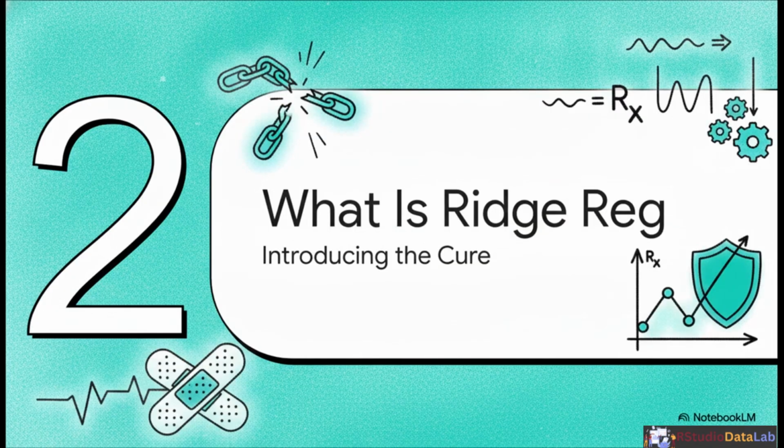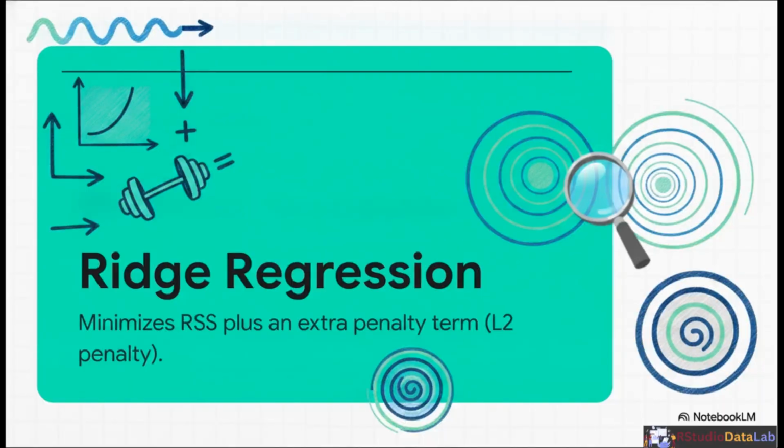All right, Section 2, what is ridge regression? Now that we've found the sickness, let's explore exactly how the cure works. Simply put, ridge regression is a regularized version of linear regression. While ordinary least squares just tries to blindly find coefficients that minimize the residual sum of squares, ridge regression stabilizes our model by adding an extra penalty term to that equation. This is known as the L2 penalty, which is basically the sum of the squared coefficients scaled by a parameter called lambda. Think of this lambda parameter like a dial on an amplifier. As you turn it up, the penalty for having volatile coefficients gets heavier and heavier.